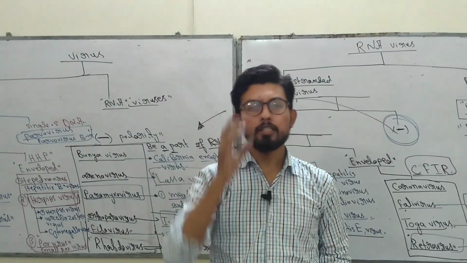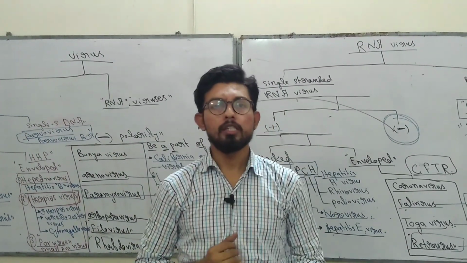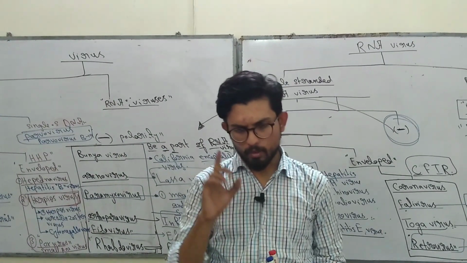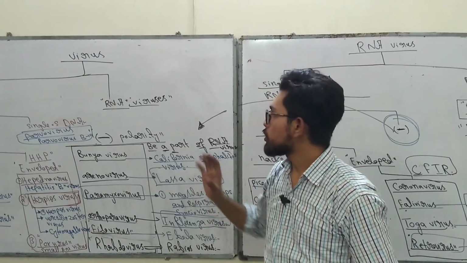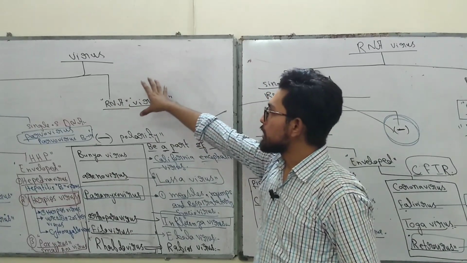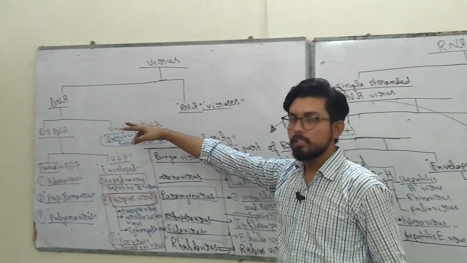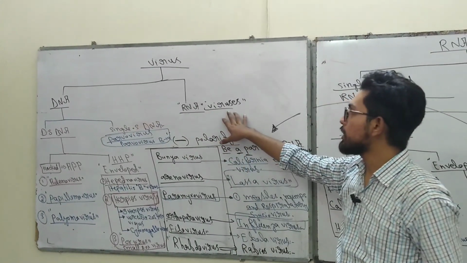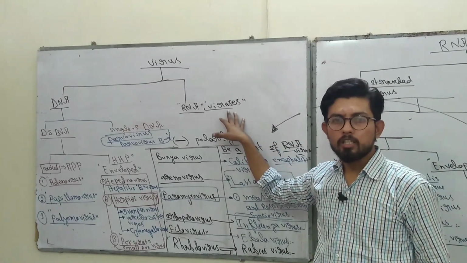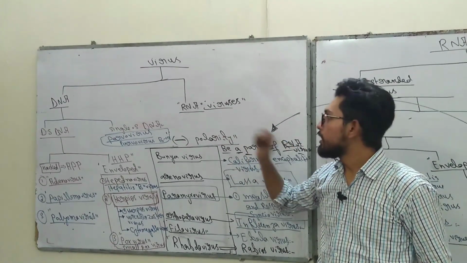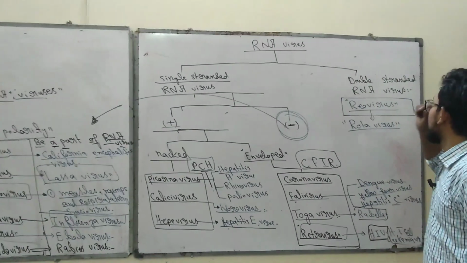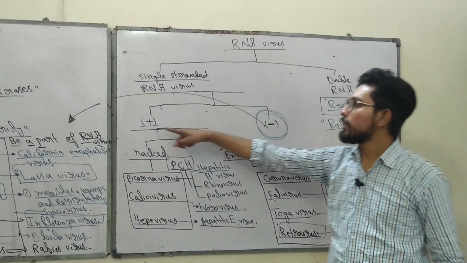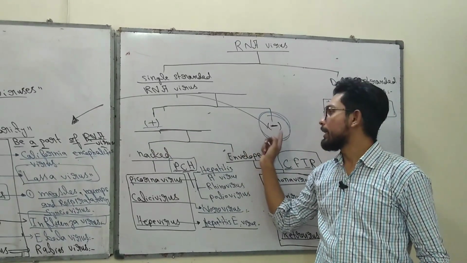So first of all, viruses are classified on the basis of two structures. The first is their envelope and the second is their genetic material. First of all, viruses are classified on the basis of genetic material, either DNA virus or RNA virus. RNA viruses are the largest group of virus families, and are further divided into single-stranded RNA virus and double-stranded RNA virus. Single-stranded RNA virus is further divided into positive polarity and negative polarity.